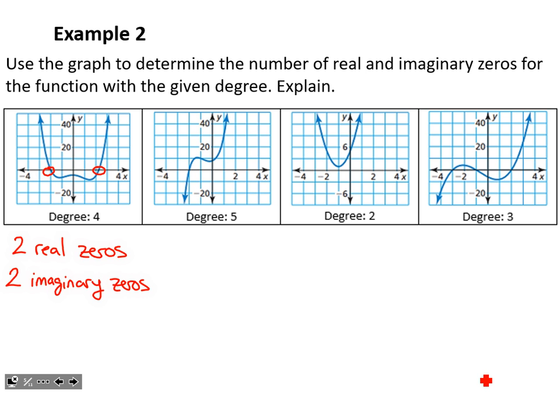So the real zeros we can find via where the graph crosses the x-axis. But for the imaginary zeros, we have to say, okay, how many more zeros should there be based on the degree? For our second example, we have a fifth degree polynomial. You can see it crosses our very real x-axis once, so it has one real zero. That means to be a degree 5, it had to have 4 imaginary zeros.